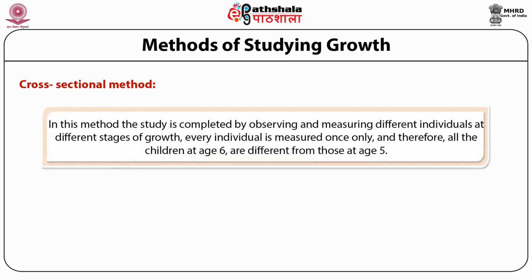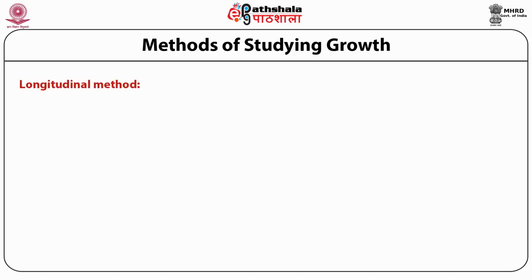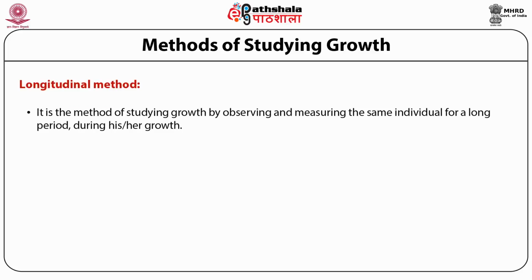In this method, the study is completed by observing and measuring different individuals at different stages of growth. Every individual is measured once only, and therefore all the children at the age of 6 are different from those at the age of 5. Cross-sectional method is adequate for studying distribution of various measurements in different individuals at different ages and for constructing standard growth attained.